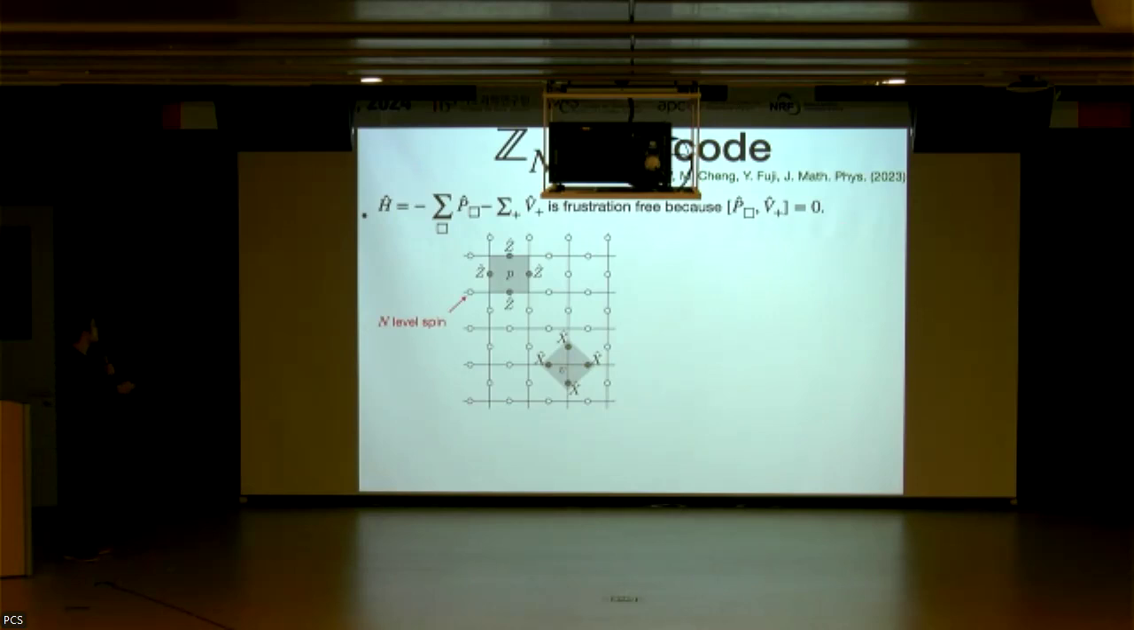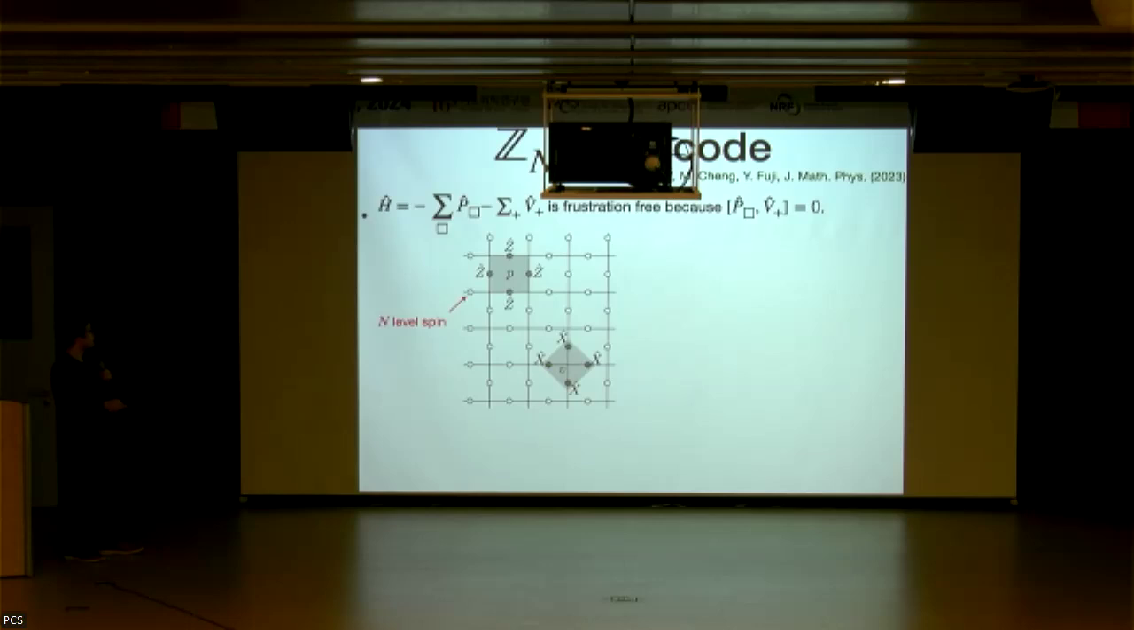So this is a toric code model. I have n-level spins on each edge, and I have a bracket term and a vertex term. The bracket term is a product of these spins for each bracket, and the vertex term is a product of X operations for every vertex. This is frustration-free because they commute, and there is no global constraint, so the ground state minimizes all terms simultaneously.